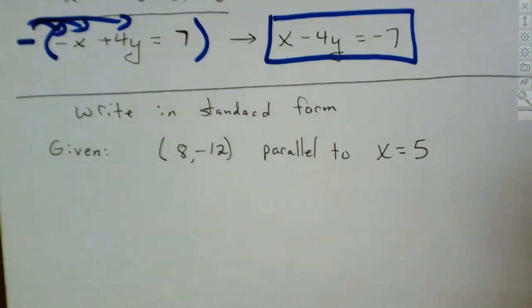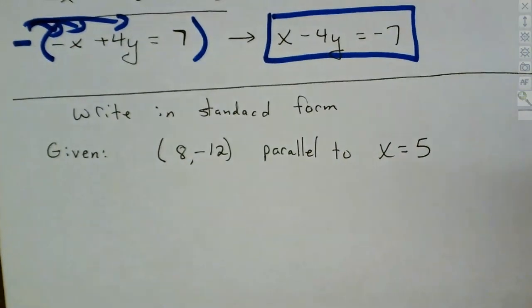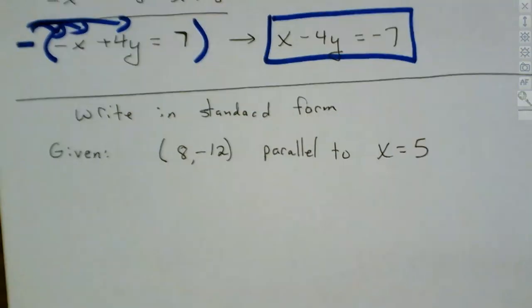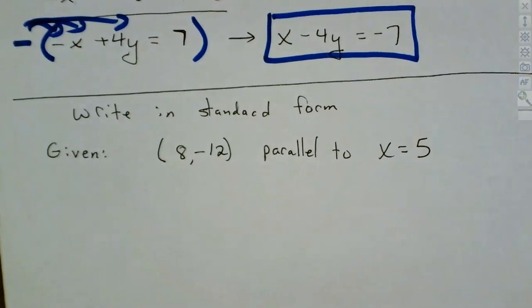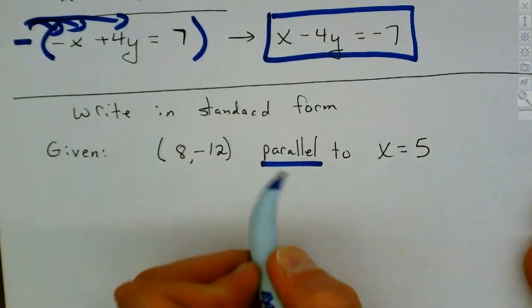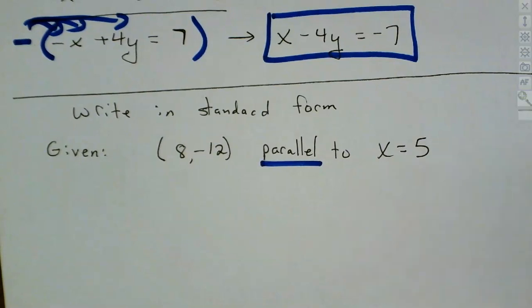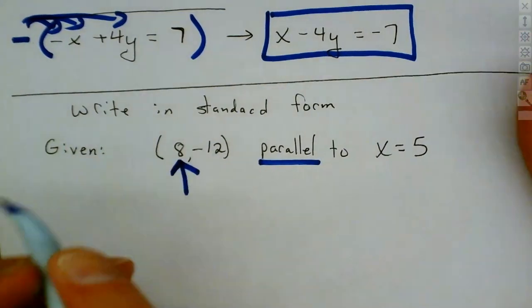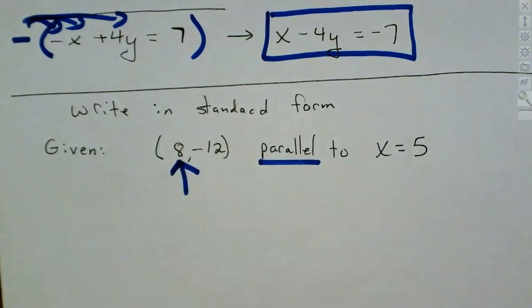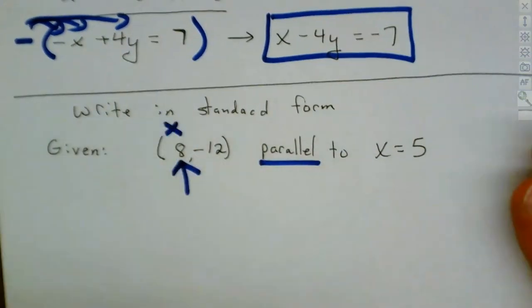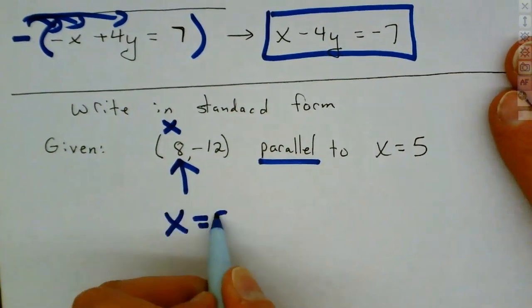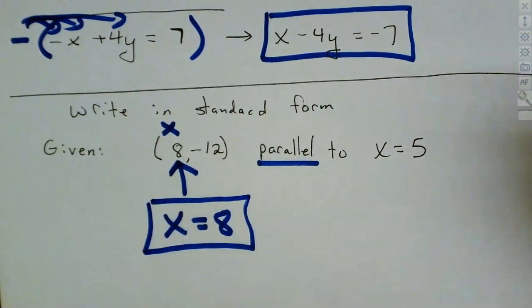On this question here, there is absolutely nothing that we need to do. We need to remember about parallel and perpendicular lines. Now, what do we know about parallel lines? Parallel lines are going to have the same slope. So if this is parallel to x equals 5, we want the x component of our ordered pair. And what's the x component of our ordered pair? The x component of our ordered pair is 8. So the answer would simply be x equals 8. Nothing to really do. Right? You just want the x component of your ordered pair.